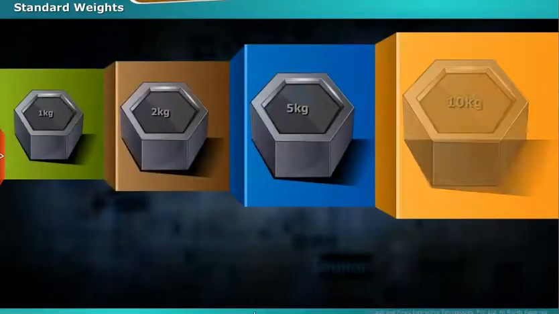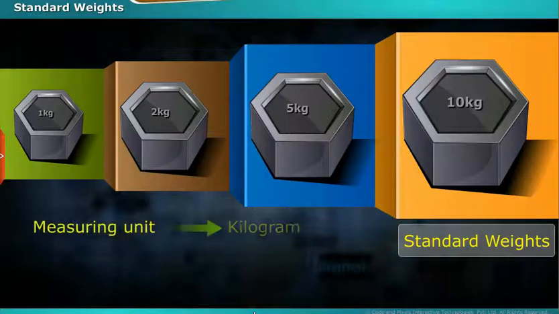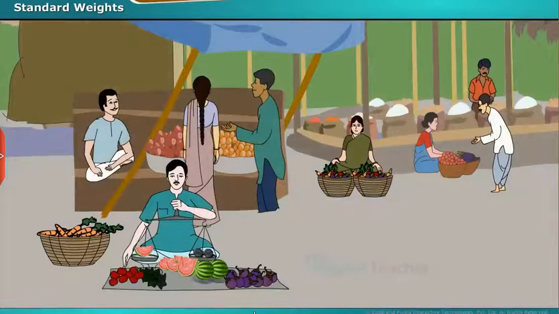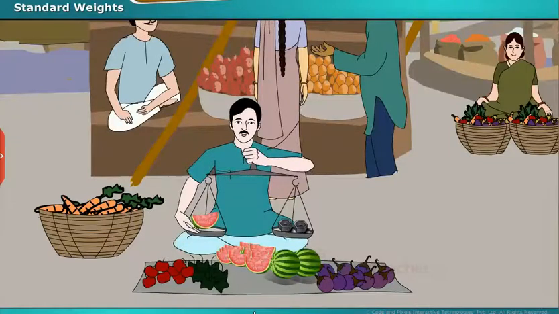Dear children, standard weights are the units we usually use to measure the weight of objects. Kilogram is the standard unit of weight. We write it as kg to express kilogram in short form. These standard weights help the vegetable vendors or grocery shopkeepers in weighing things while selling them.